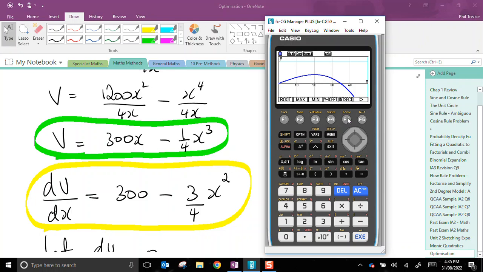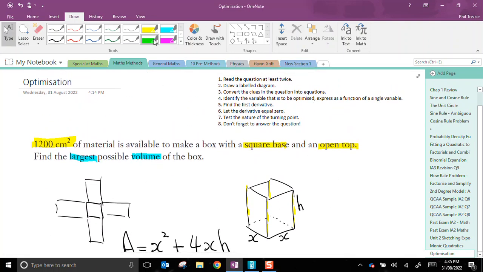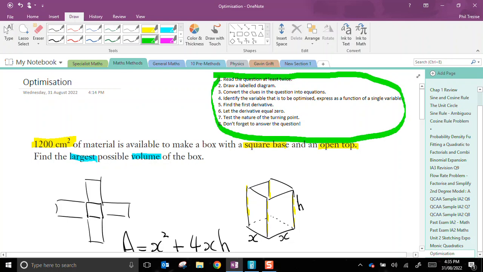I could do a G-solve and then press maximum, and it identifies when x equals 20, the edge of the base, the volume is 4,000, and it even tells me the derivative at that point is a 0. The tangent line would be horizontal. So the graphing app on the calculator really helps me out here. But of course, that's just to verify the solution. The most important part of this is what's here. That's the bit that you'll practice over and over again with every one of these questions you do.